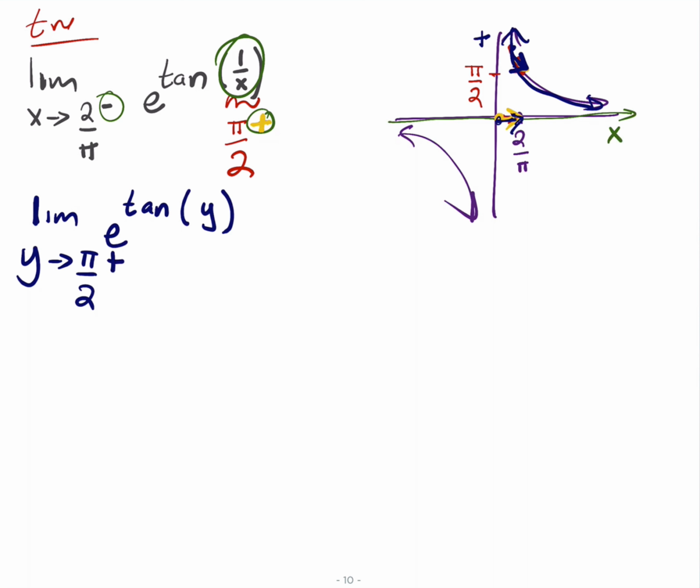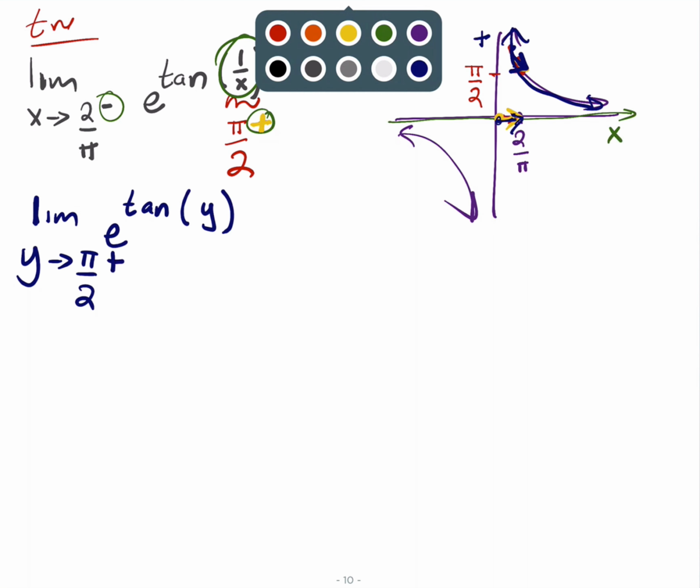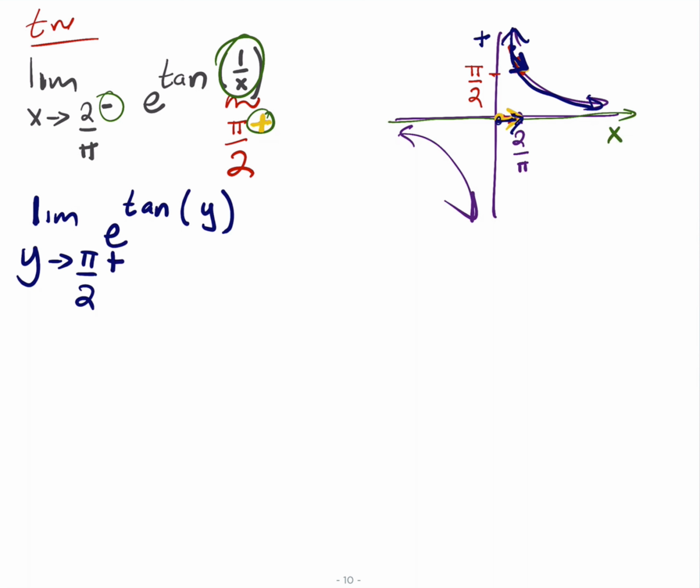Or we can interpret it as, because we don't have left and right for y, top and bottom. Okay, now if we take it one step further, what's going on with tangent of y as y approaches pi over 2 from the right? Well, we know tangent has vertical asymptotes, right? Infinity. Positive. It's always either 0, 1, or infinity or minus infinity.